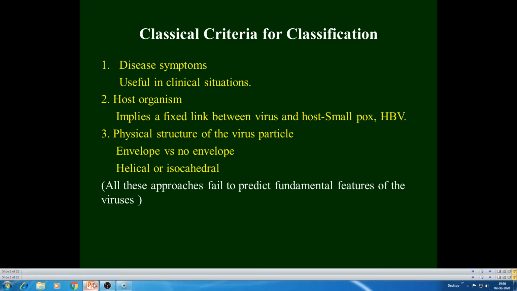For example, the smallpox virus infects human beings, as well as HBV, that means hepatitis virus B. Then the physical structure of the virus particle, whether it is enveloped or naked. We have seen in the last class enveloped viruses and naked viruses. Then shape, the helical viruses or icosahedral viruses. All these approaches fail to predict fundamental features of the viruses.